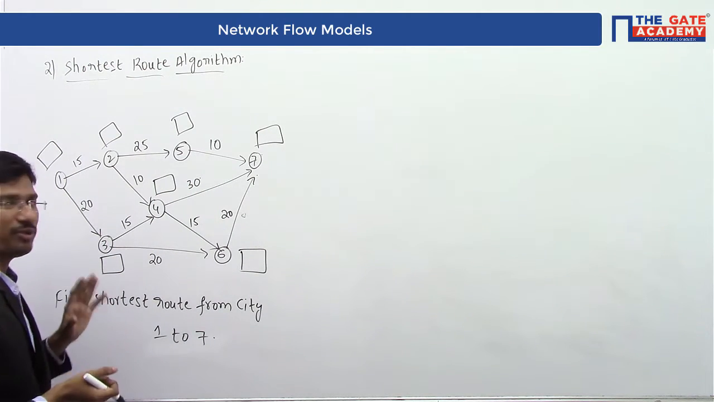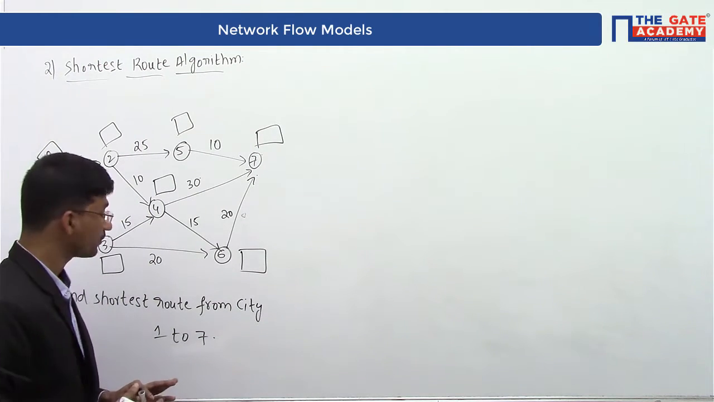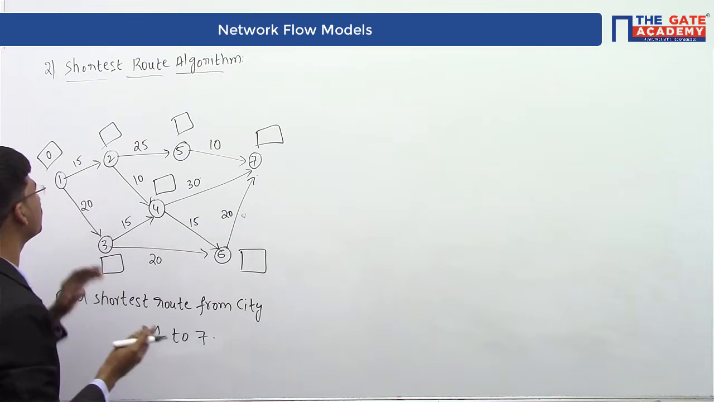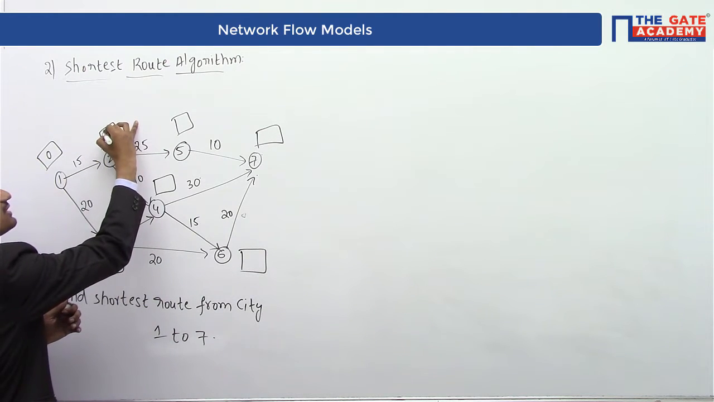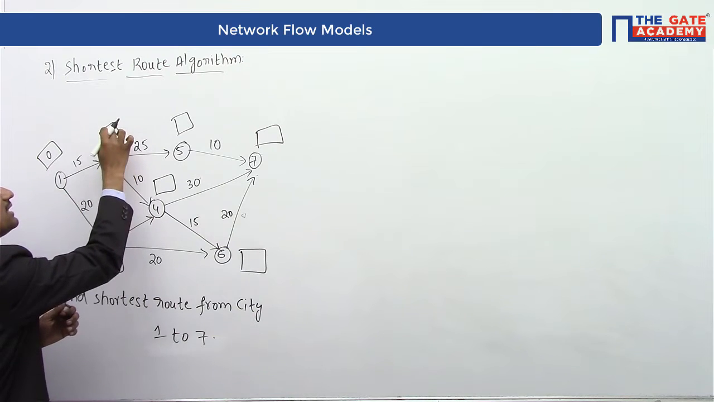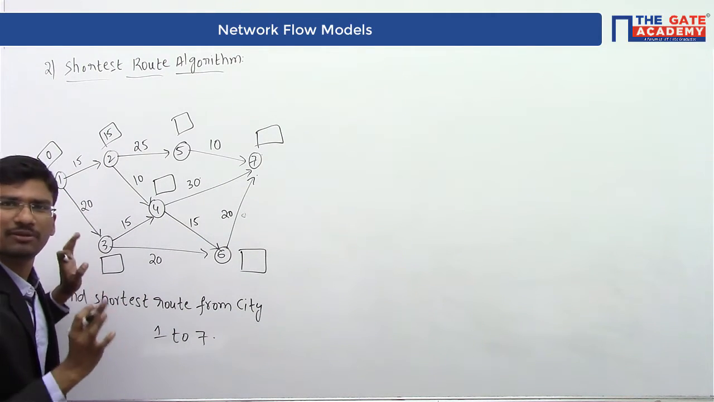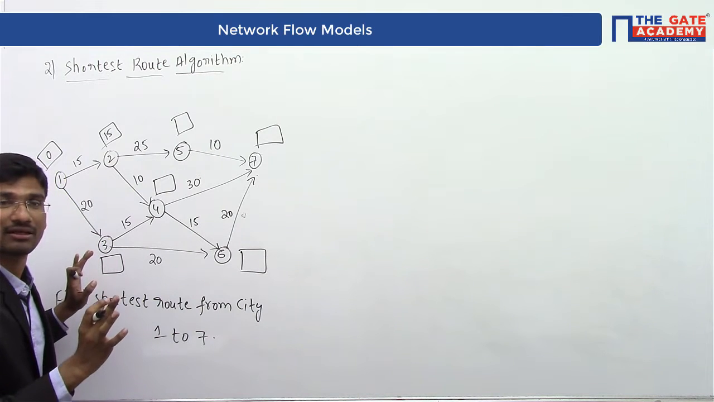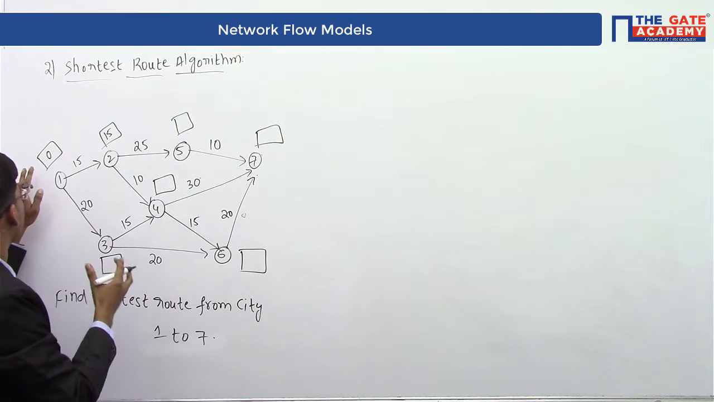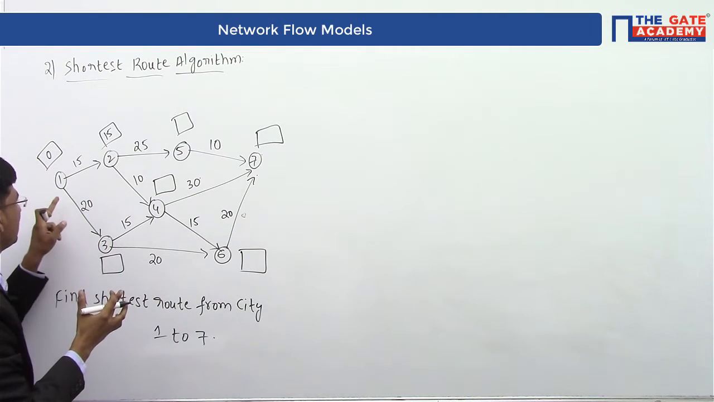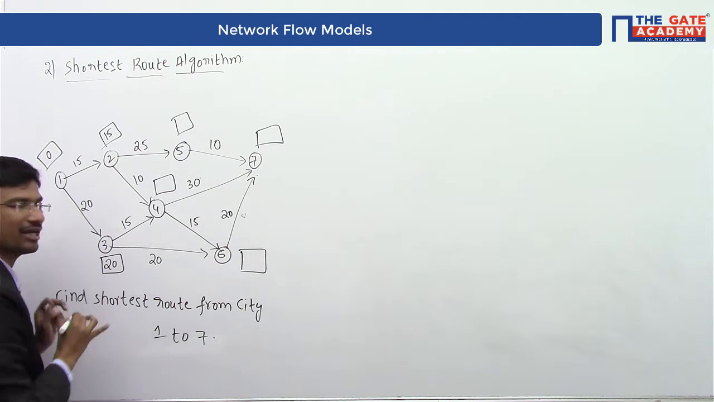Now I'm assuming that this person starts at time t equal to 0. If you want to move to city 2, it will take 15 hours, from here to here. It is a little bit similar to the calculation of earliest start times and latest start times. From 1 to 3, it takes 20 hours.